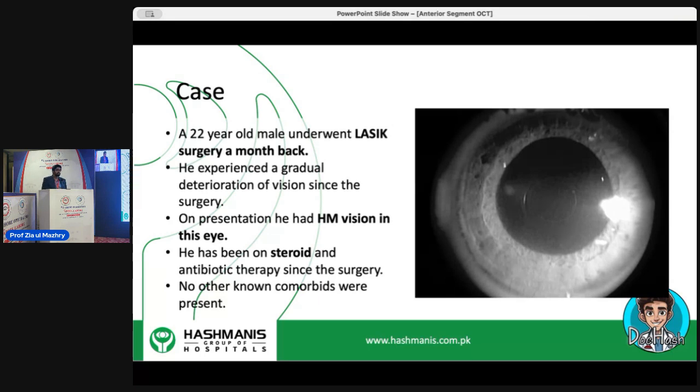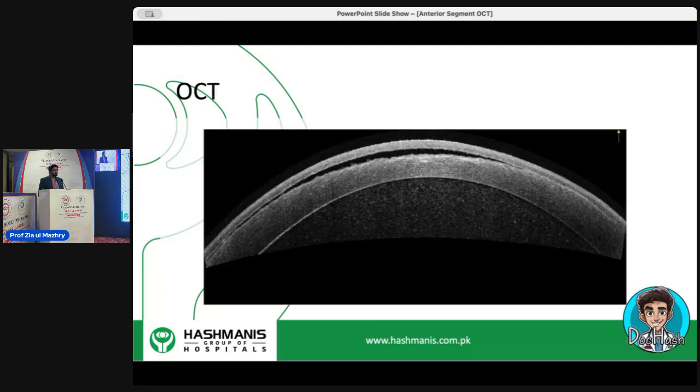steroid and antibiotic therapy. The people there were taking IOPs and everything वो ले रहे हैं. There's nothing on the slit lamp. So what exactly was the problem with this person? उसने अचानक से hand motion कैसे हो गया within a month? फिर हमने anterior segment OCT करवाया. If you know what you're looking for, you know what this is.